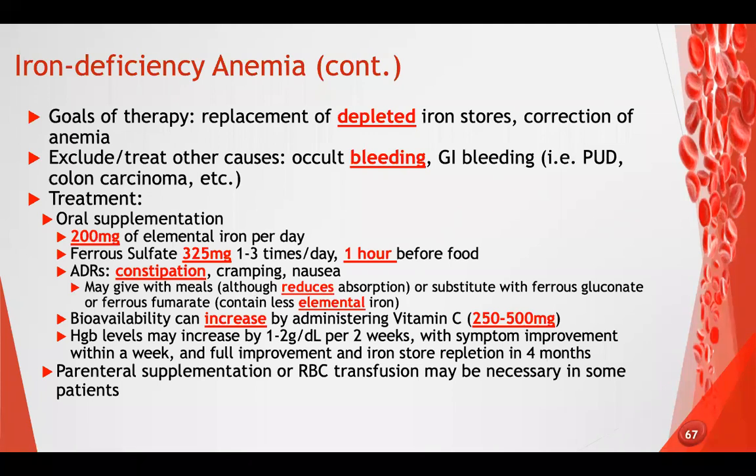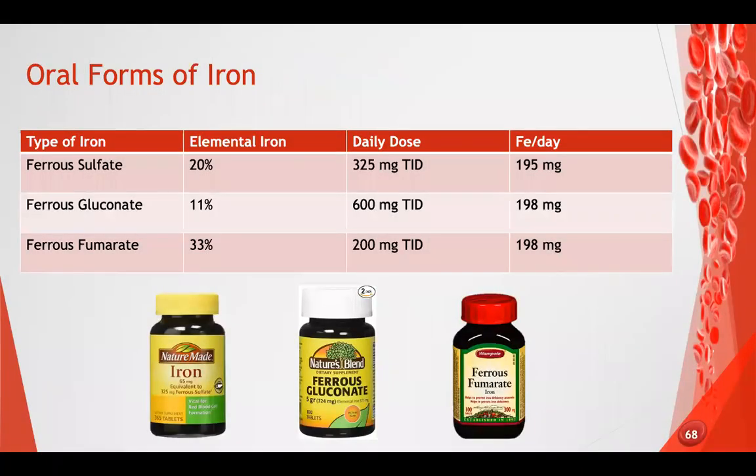And the hemoglobin levels may increase by 1 to 2 grams per deciliter per 2 weeks, with symptom improvement within a week and full improvement in iron store repletion in about 4 months. And if needed, parenteral supplementation with iron, so IV iron or red blood cell transfusion, may be necessary in some patients. And these are the 3 different types of iron that we have on the market.